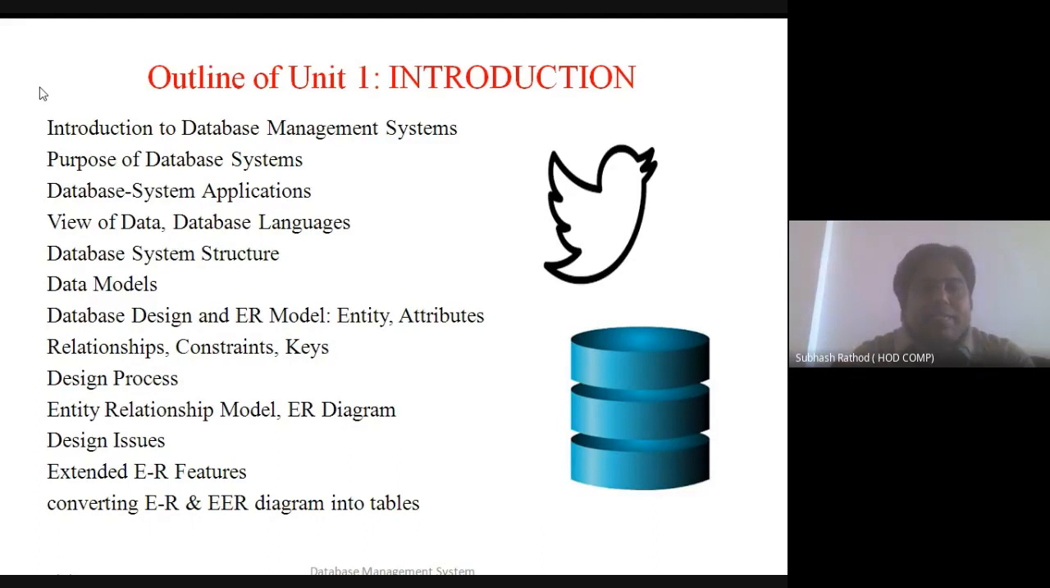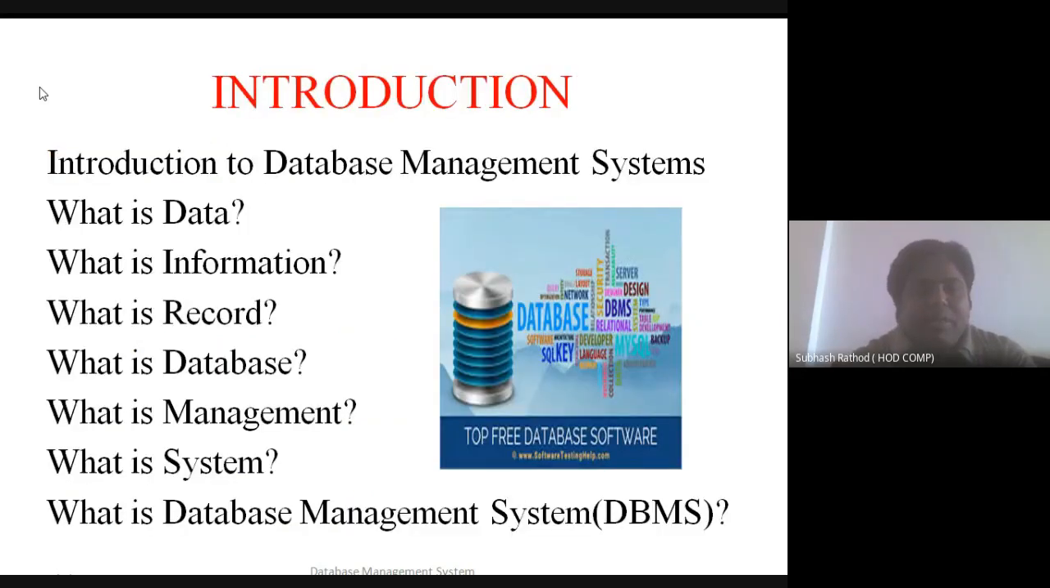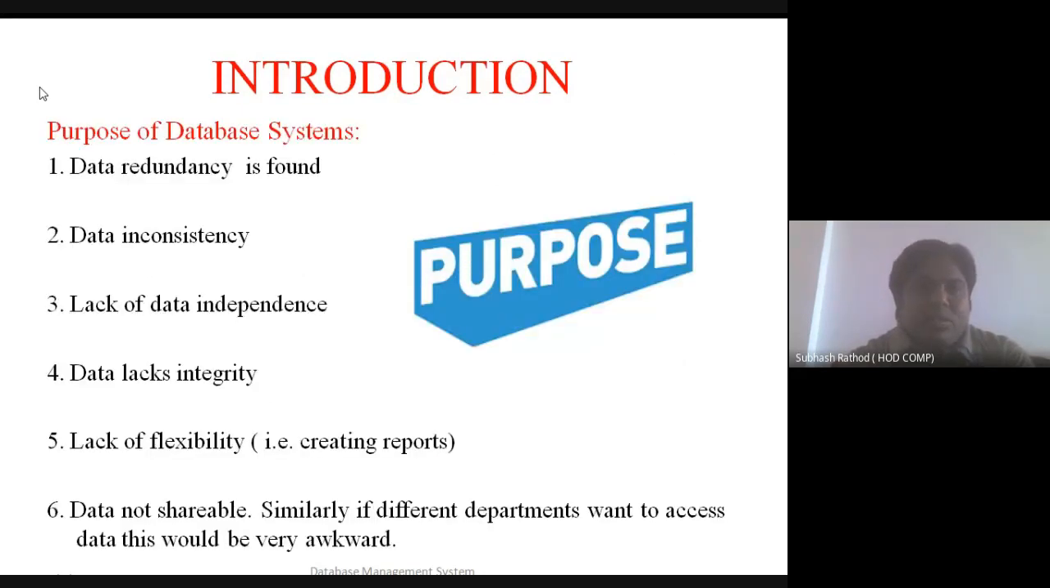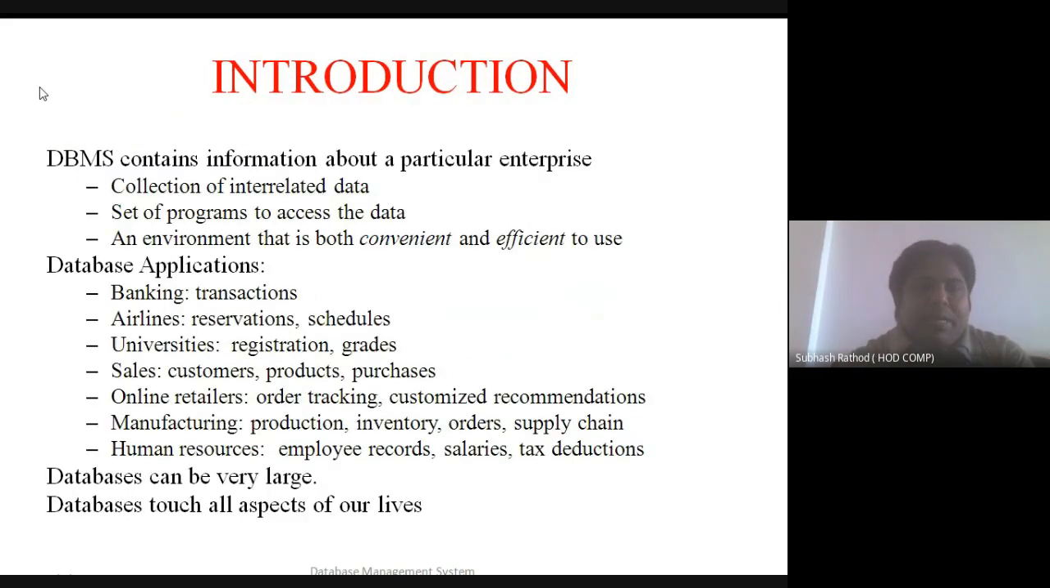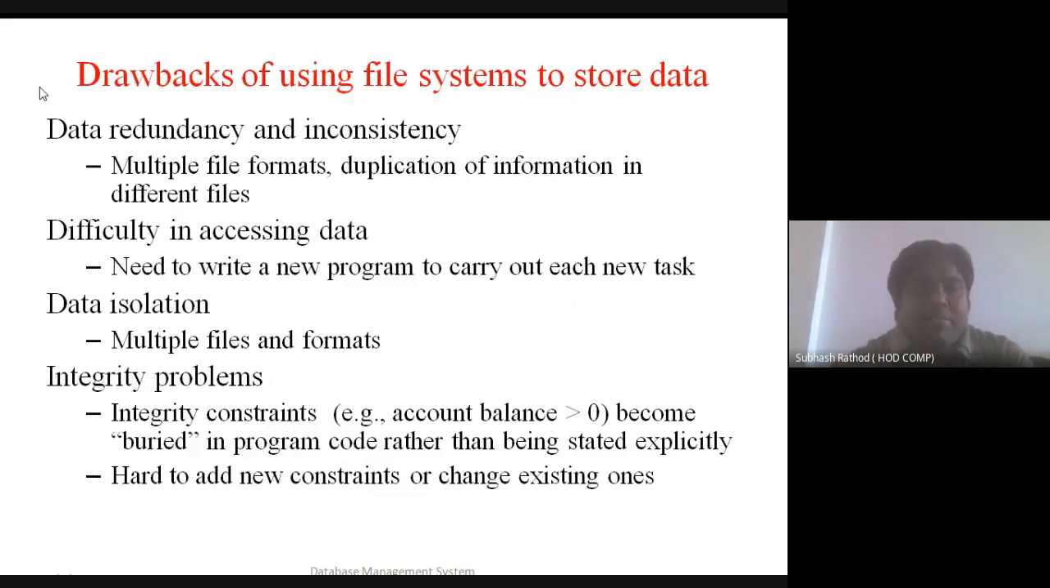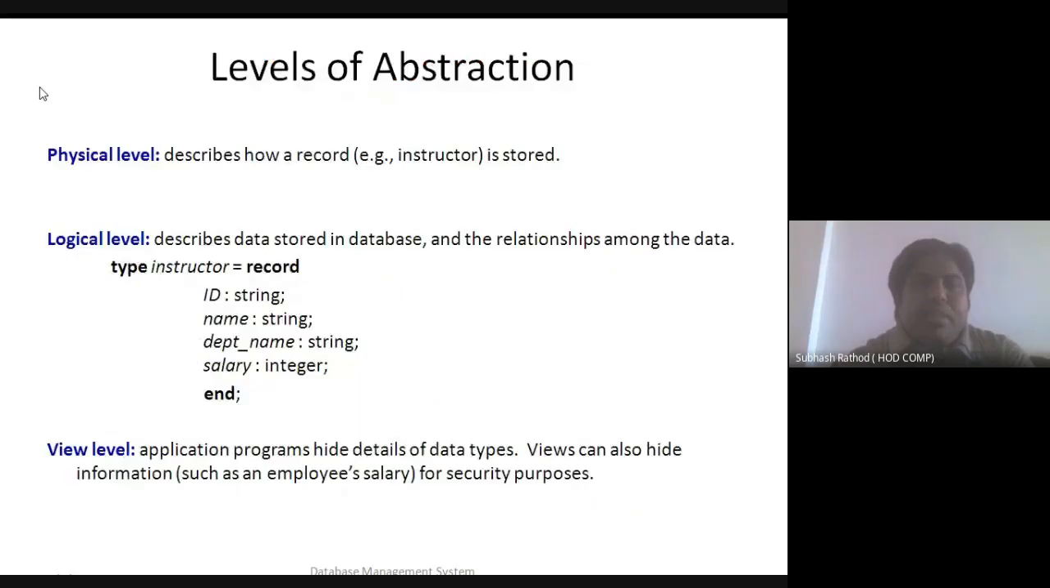Today we will discuss view of data, database language, database system structure, and if time permits, we'll discuss the data models. Briefly, I'm going through that. These are the topics we covered in the first lecture: the purpose of the database system, application of database system, drawbacks of file system. We have done this also. And today I'm discussing the levels of abstraction.